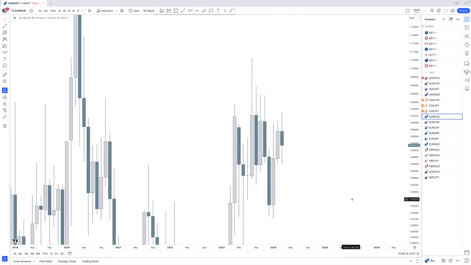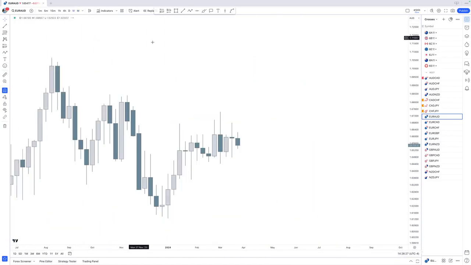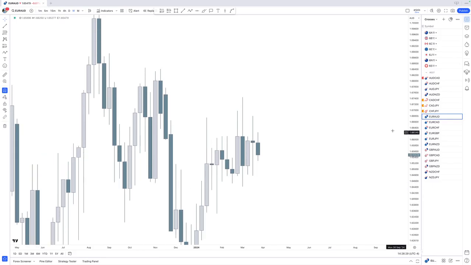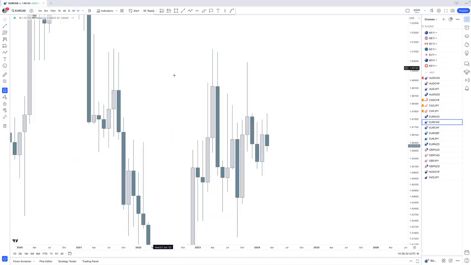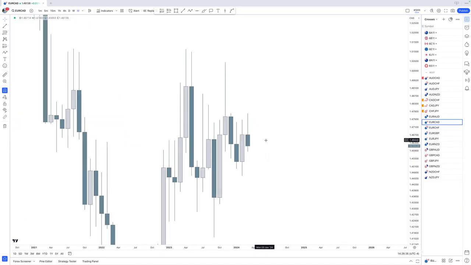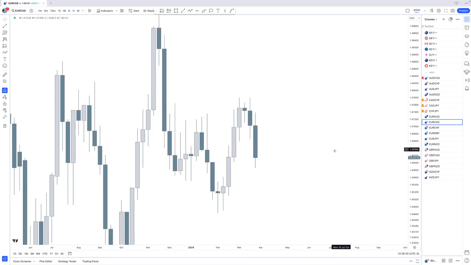Monthly, not clear. I'm going to go over it a little bit quicker right now. Weekly, not clear, move on. Okay, Euro Canadian dollar. Let's see, weekly, any fair value gaps, previous month's high, previous month's low sweeps. Yes, I can see that.